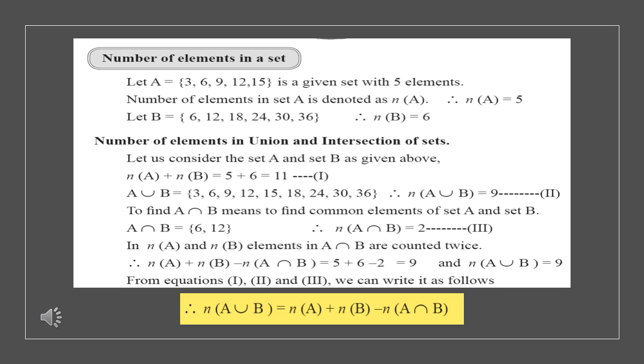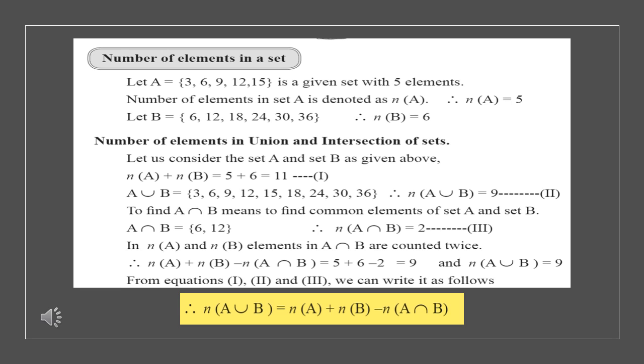In the sum of the number of elements of A and B, we have added all the elements. We have counted all the elements, right? But between these two sets, there are two elements which are the same in both the sets. These are 6 and 12. So it means that I have counted two elements twice, which is wrong.